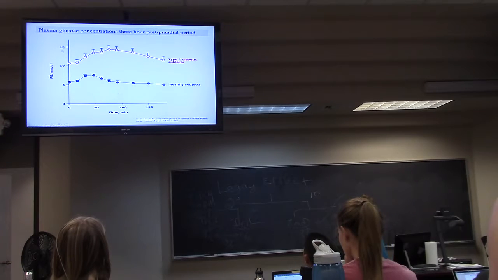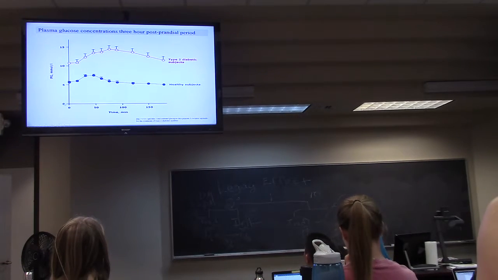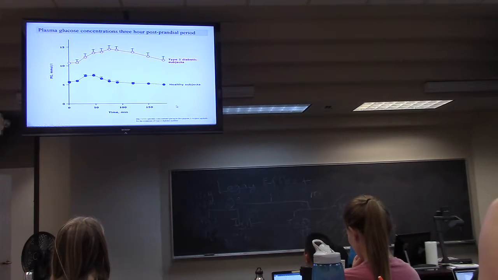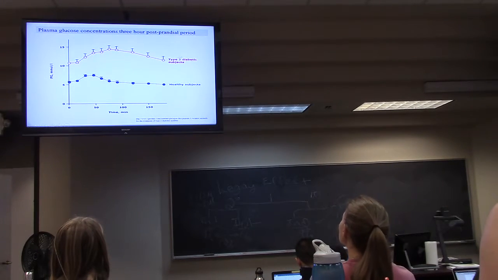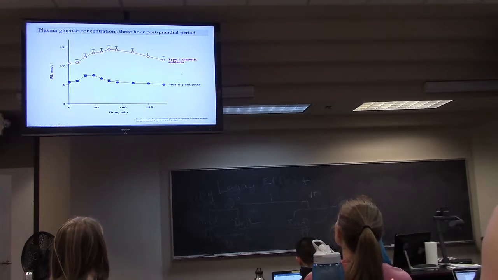Here's another way to look at it from plasma glucose. So glucose levels on the y-axis, over time on the x-axis. Here is people without diabetes in the blue. Here are people in the red. What they're showing you there is the lack of that incretin effect. So without it, blood sugar levels are much higher.